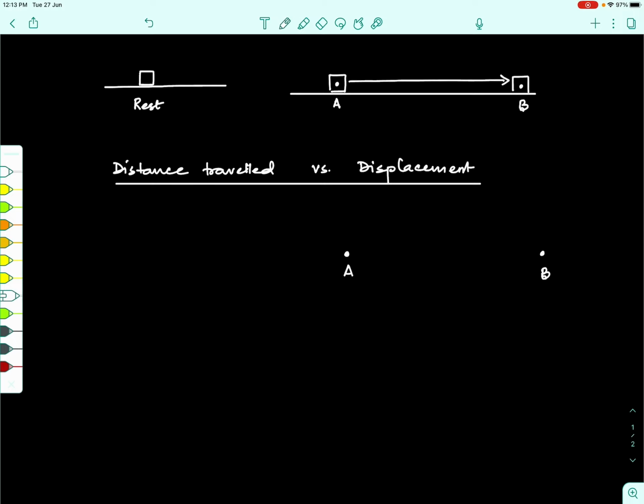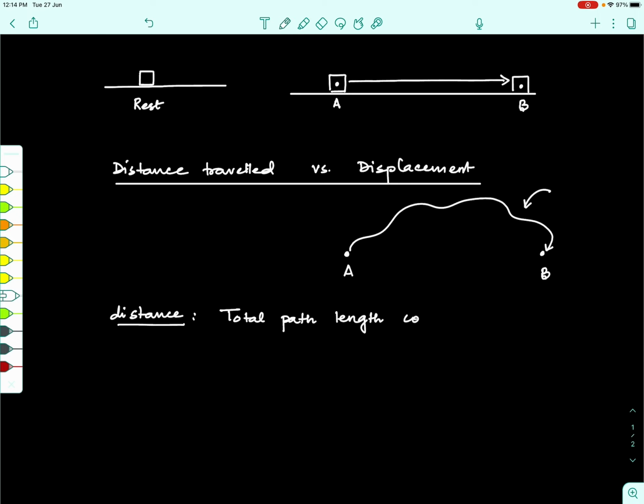It can take any path, maybe there are other paths available, and the body moves like this to move from A to B. In that case, the length of this whole path that the body has taken in order to reach from the initial position A to the final position B is called the distance travelled. So by definition, distance is the total path length covered by the body in the process of its motion.